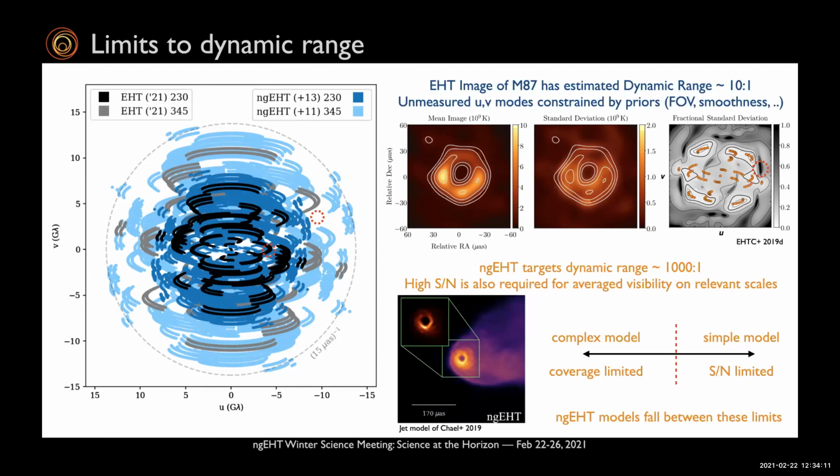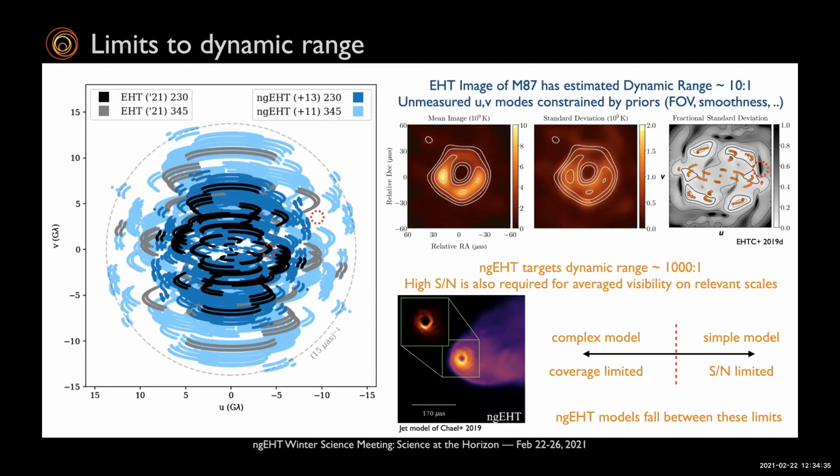So if we do want to maintain a dynamic range of something like 1,000 to 1, which is what we hope to be able to resolve this faint extended jet emission in M87, we'll need fairly low RMS noise on the visibilities we do measure, at least averaged over some relevant region in the UV domain. So that's also driving up our sensitivity requirements.